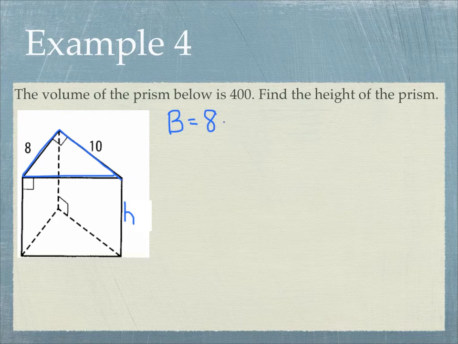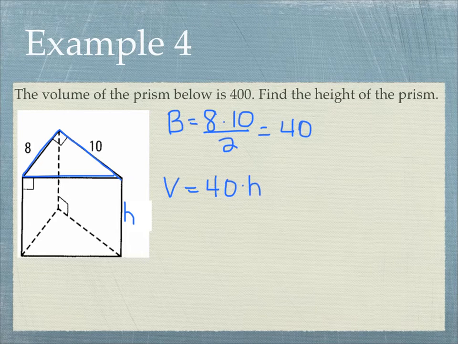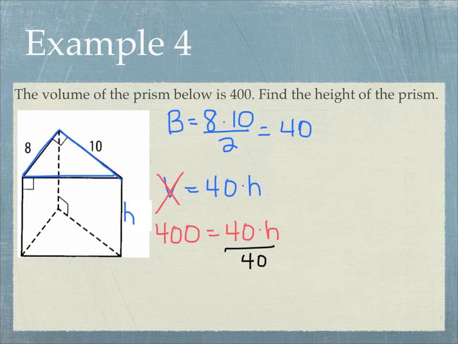So the area of the base is 8 times 10 divided by 2, which is 40. From there, I would say the volume is going to be equal to 40 times H. And I don't know what H is, but I do know that V should be 400. Yep. 400 equals 40 times H. So what does H have to be? 10. Yeah, divide by 40 if you're not sure. And 10 units is equal to H. Good? Okay, I forget what else I threw.